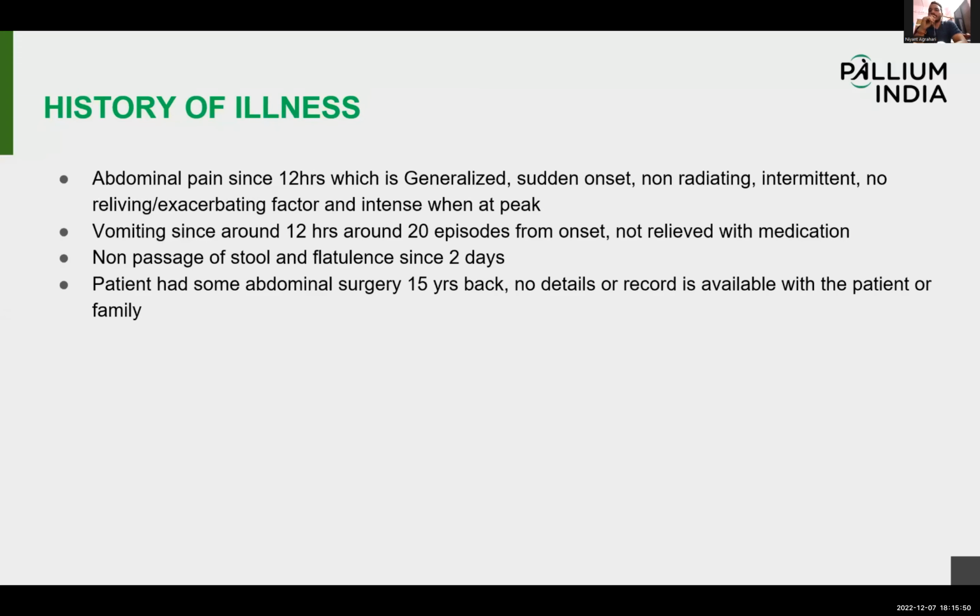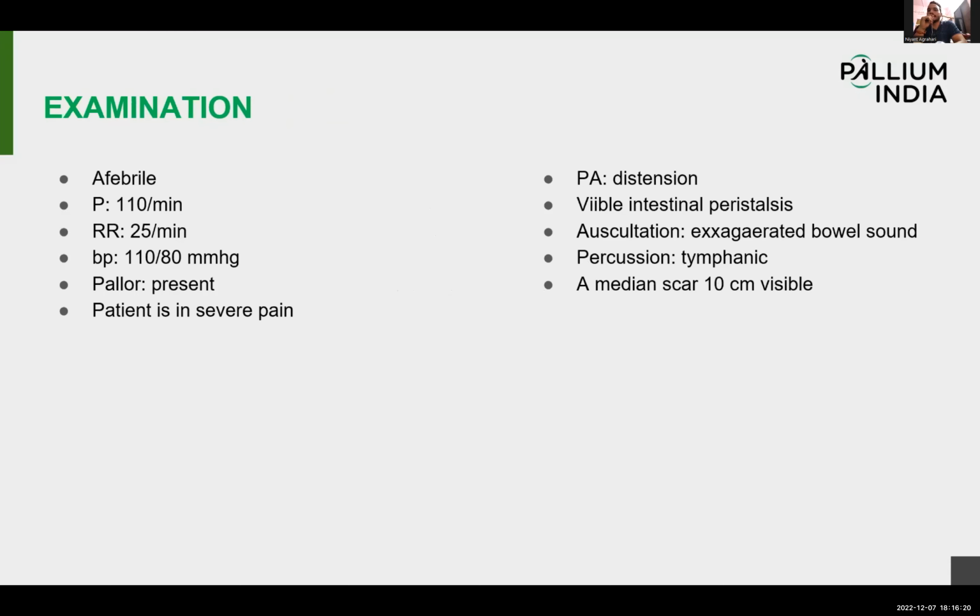History of illness: my patient had abdominal pain since 12 hours, which was generalized, sudden onset, non-radiating. There were no exacerbating or relieving factors, and it was intense at peak. Vomiting was since around 12 hours and she had around 20 episodes from onset, which was not relieved by medications. There was no passage of stool or flatulence since 2 days. The patient had some abdominal surgery 15 years back. No details or record is available with the patient or with the family.